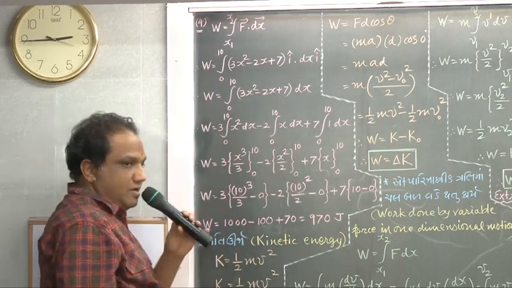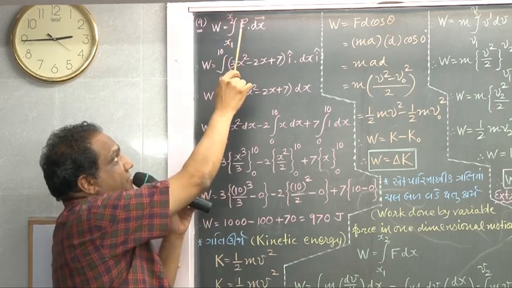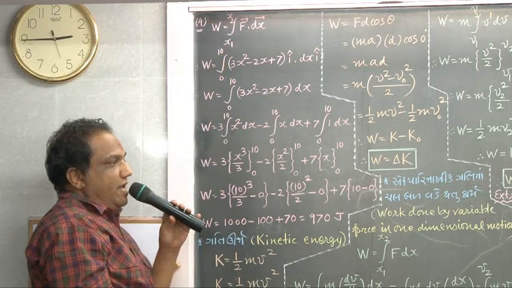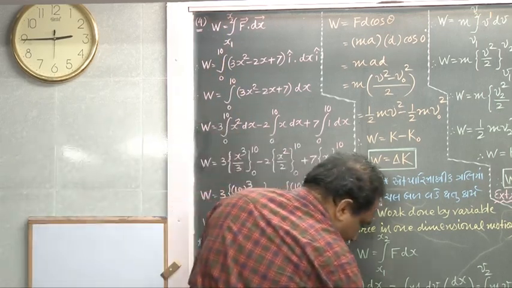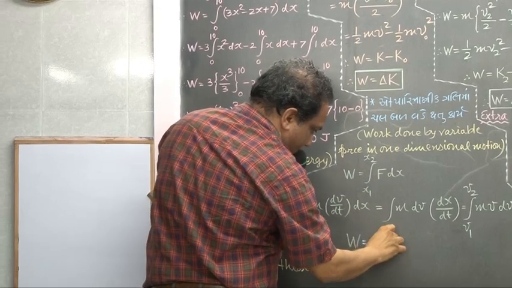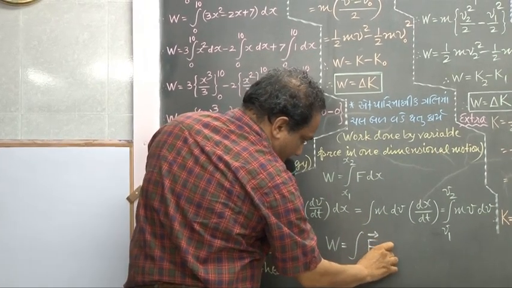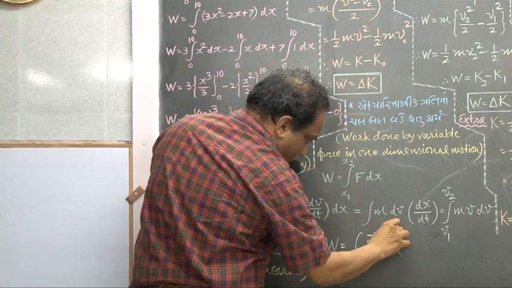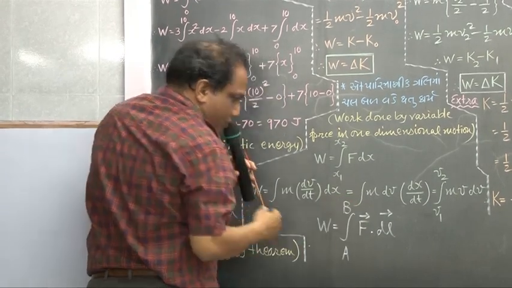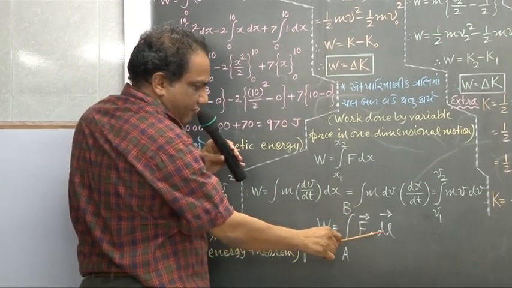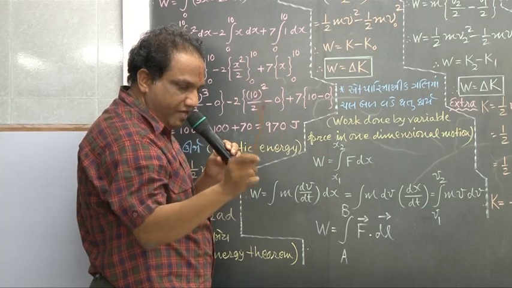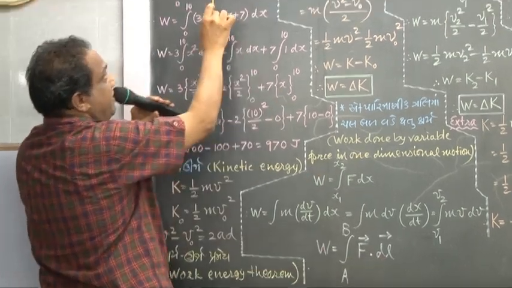Last time we had obtained the formula W equals integration vector f dot vector dx from x1 to x2. Look, we had obtained this formula: W equals line integration of variable force taken over the path of motion of a body from initial position to final position. So it was W equals integration vector f dot vector dl from A to B. But because the body performs motion along x-axis, instead of vector dl, I am putting vector dx.